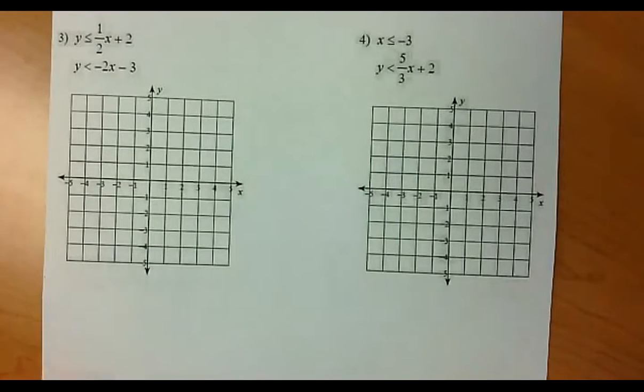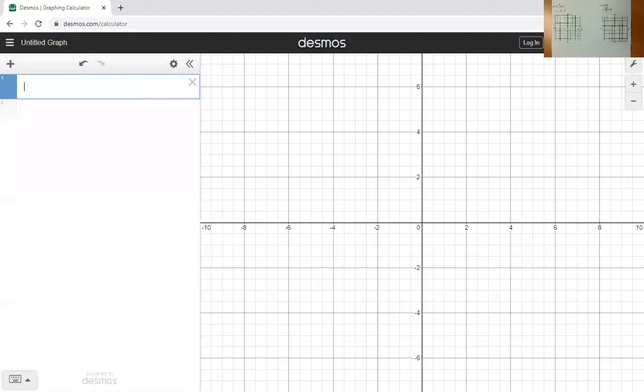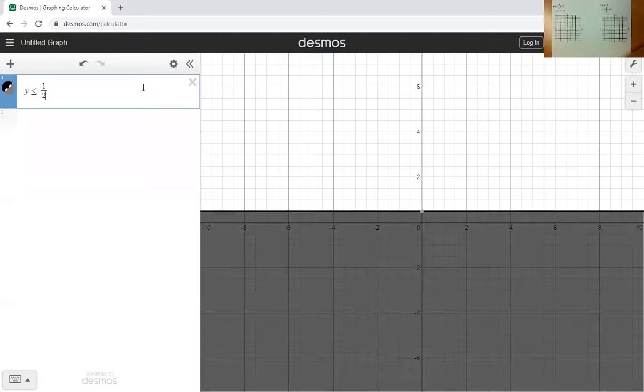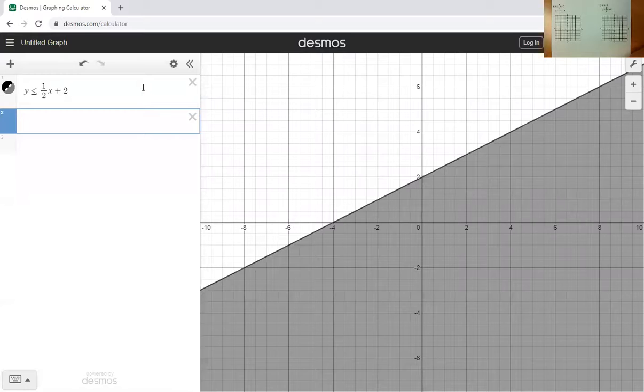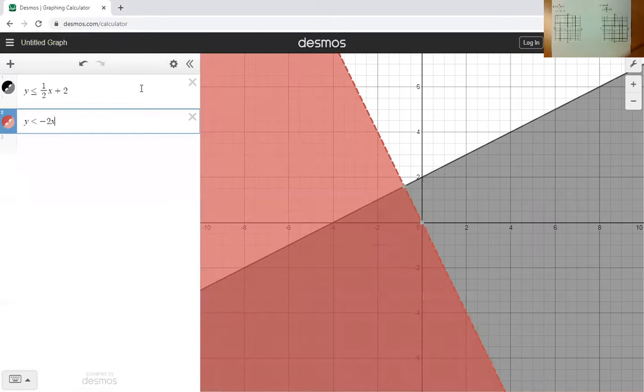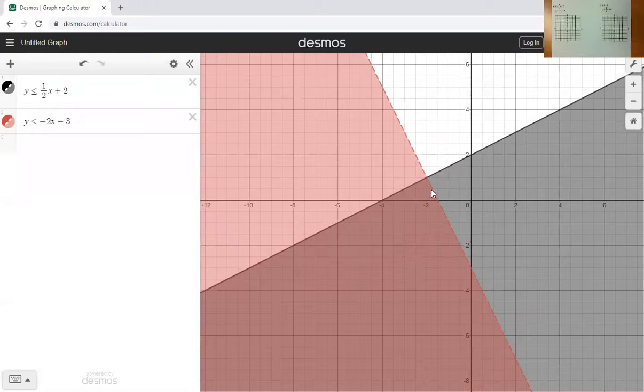So these next two I'm actually going to use Desmos for. I'm going to share my screen. So you have Desmos, you might as well use it. I'm going to type the first one right in. So y is less than or equal to 1/2 x plus 2, and y is less than -2x minus 3. So that was nice and quick.